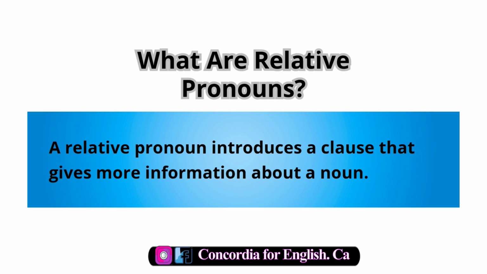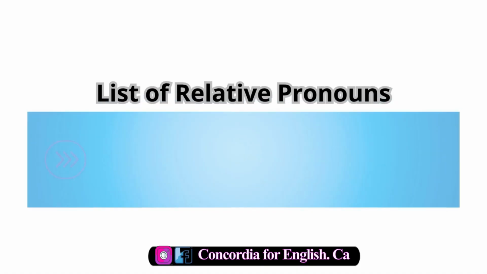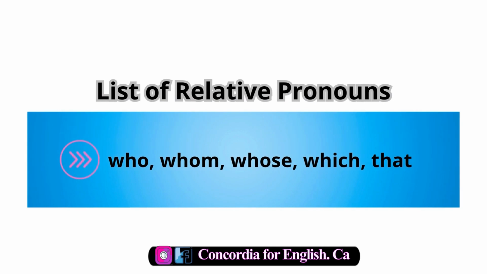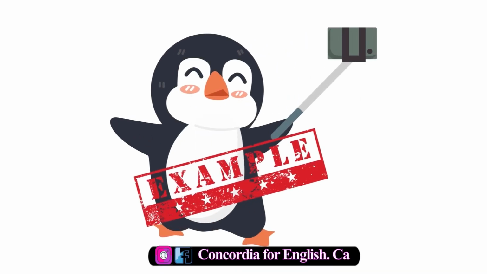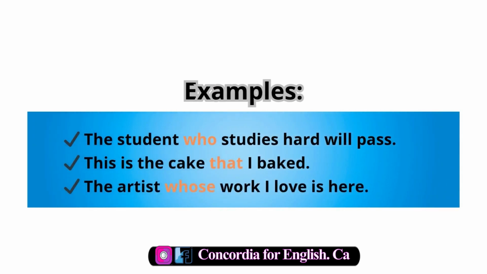Alright, and here's a list for you of the relative pronouns: who, whom, whose, which, and that. So let's take some examples. The student who studies hard will pass. The second one: this is the cake that I baked. Third one: the artist whose work I love is here.